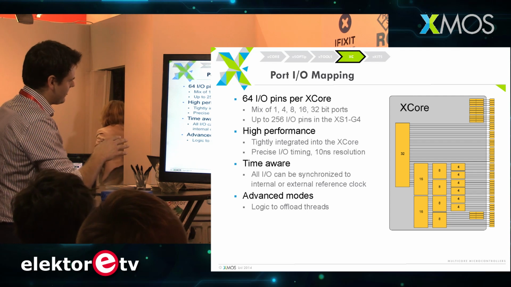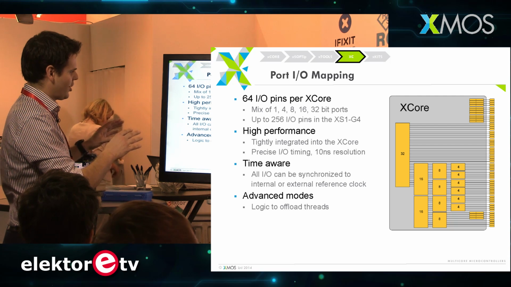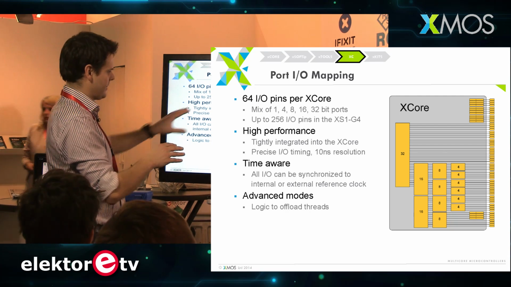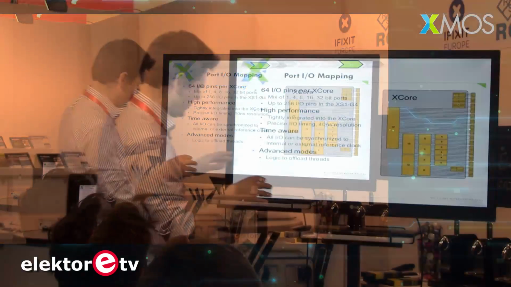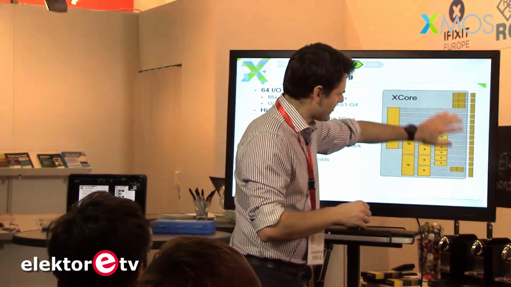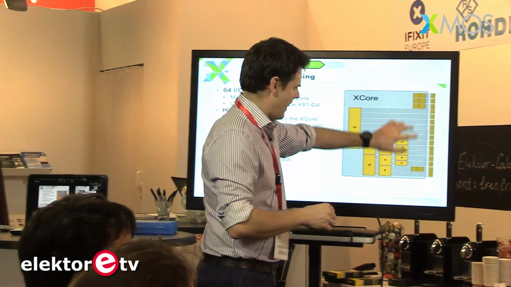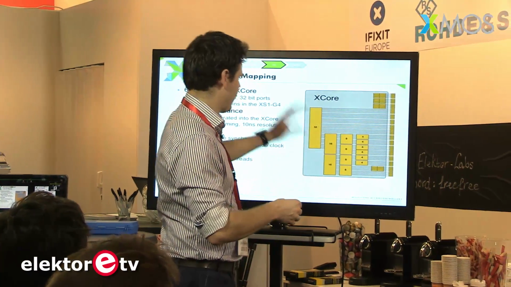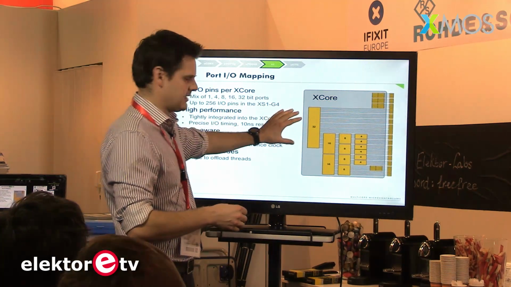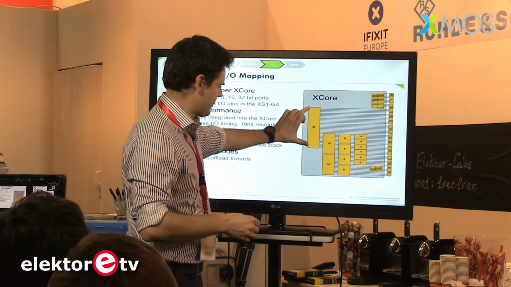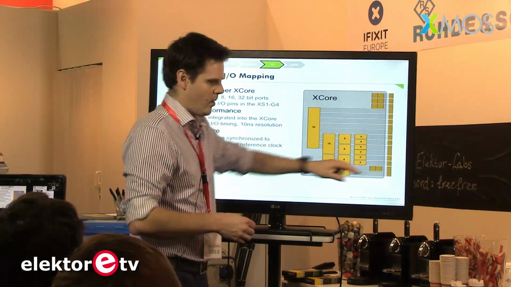This is a slightly more in-depth look at the architecture, and it may not make immediate sense, but I'll describe it anyway. On the right-hand side here, we have the ports, and these are all 1-bit ports. But in terms of the code that you write and the interface that you have into them, you can treat them as a 32-bit port, 16, 8, 4, or 1-bit.